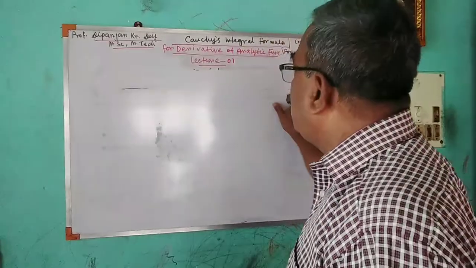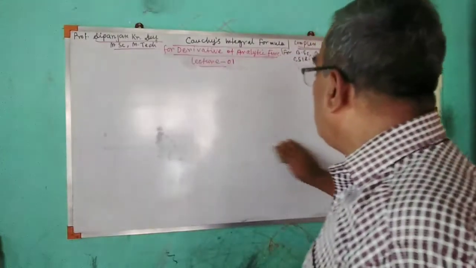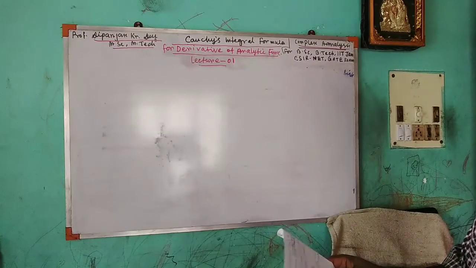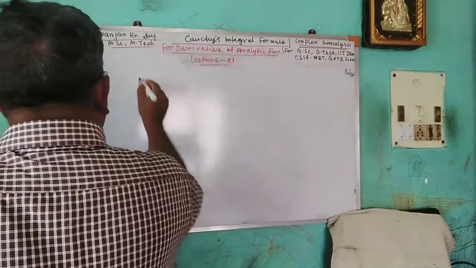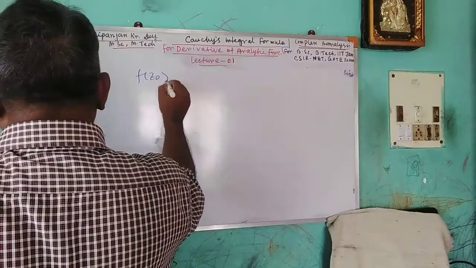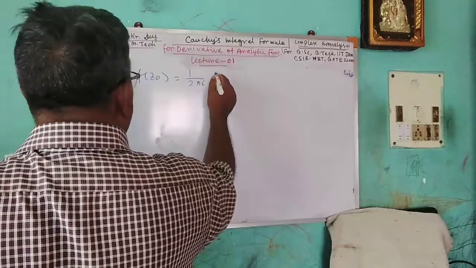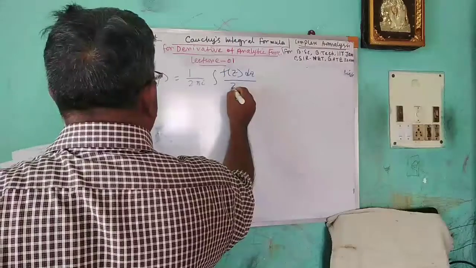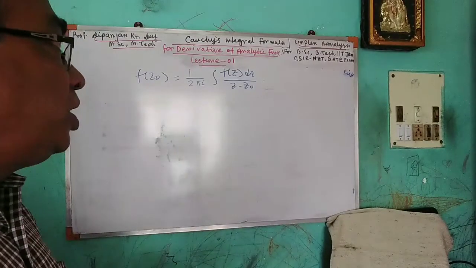This is the first lecture on Cauchy's integral formula. So what was actually Cauchy's integral formula? As we had already explained very nicely, f of z0 equals 1 by 2 pi I integration f(z) dz by z minus z0. So this was actually Cauchy's integral formula.